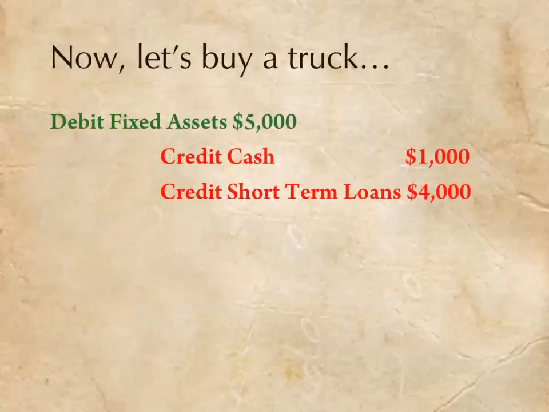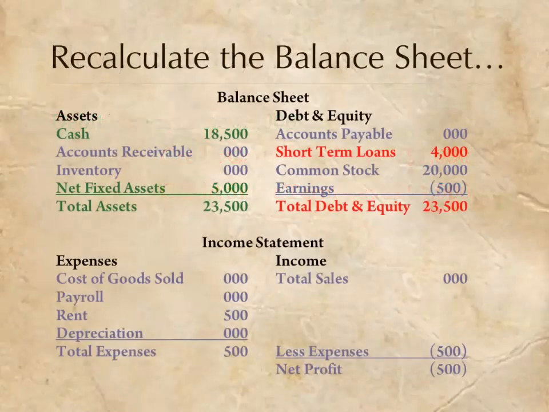First, we debit fixed assets for $5,000, and then we credit cash for $1,000, the amount we paid. Then we credit short-term loans for $4,000, the amount of our short-term loan. Our balance sheet is now updated. Cash went down $1,000. Fixed assets went up $5,000. And short-term loans were added to for $4,000. This did not affect our income statement, our profit and loss.